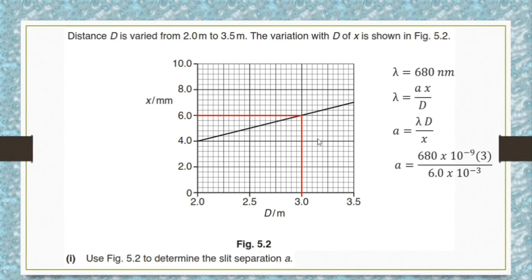Or you can also find the gradient of the graph, which is x over D, and you use 1 over the gradient. That will be okay. Yeah, I will just take one value here. D is 3 meters, x is 6 times 10 to the minus 3 meters. The lambda is what has been given. So a is 3.4 times 10 to the minus 4 meters.